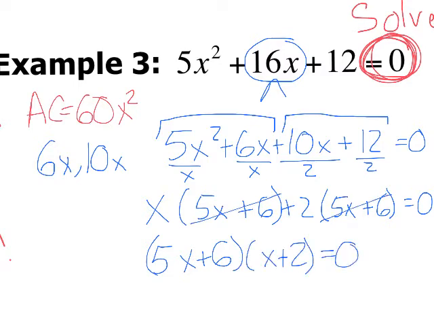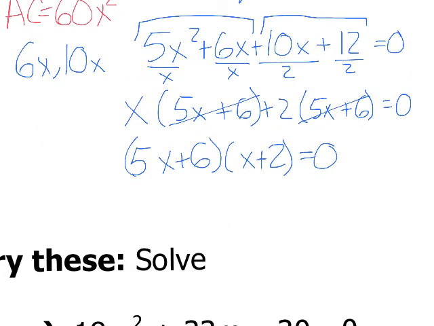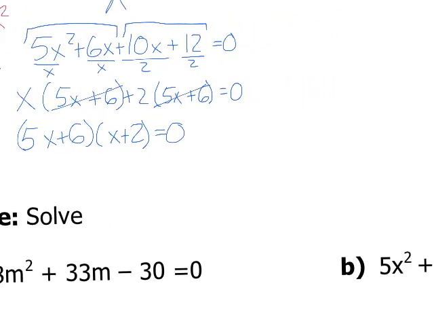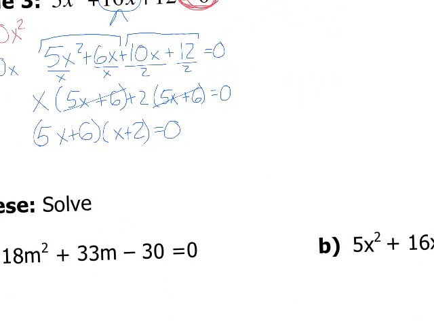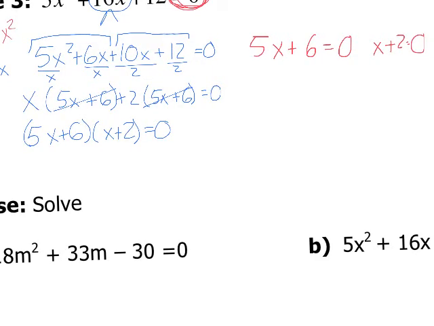Am I done? No. I'm done factoring. Now I just have to solve, right? Because that equals 0 there, so now I have to solve. So this stuff here tells me, and I'm going to pull it over here so that I can do it over here because I'm running out of room over there, that 5x plus 6 could be 0, or on the flip side, x plus 2 could be 0. So 5x plus 6 could be 0 or x plus 2 equals 0, so just solve these two separately.